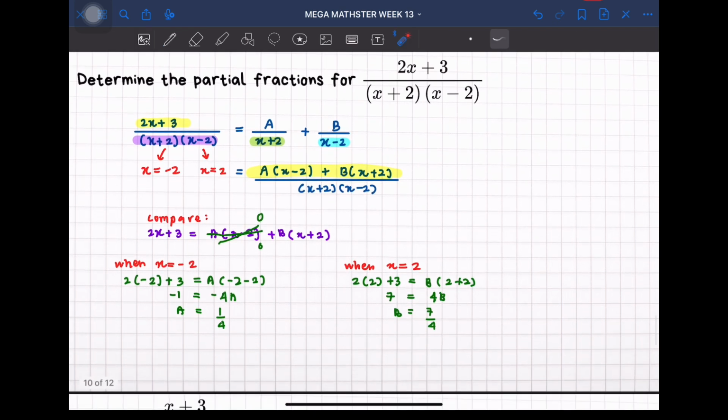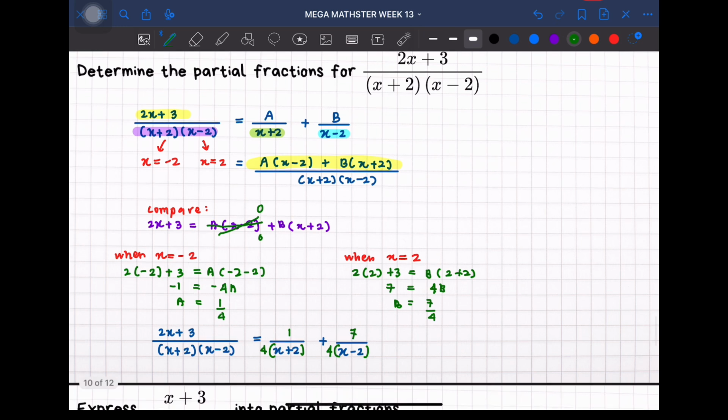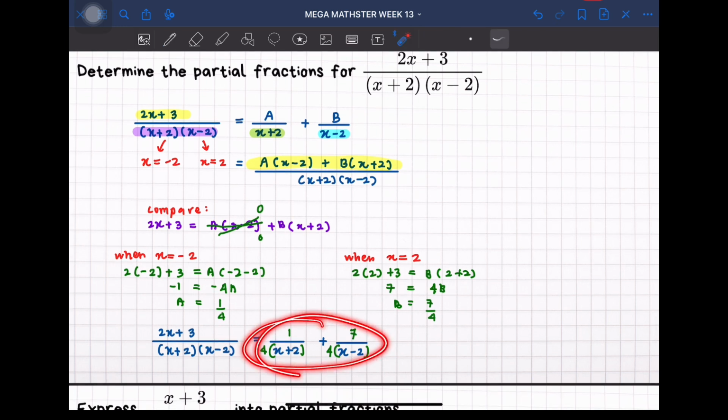Now we have already found the value of A and also the value of B. So the next step is we are going to copy back this step over here. This is the partial fraction that we have. Then you just need to substitute the value of A and the value of B that you get. So erase A and B. Our A is 1 over 4, so 1 is going to be up here, and 4 is at the denominator. And B is 7, so 7 at the numerator, 4 at the denominator. So that's it. This is your final answer. This is the partial fractions that we are looking for.